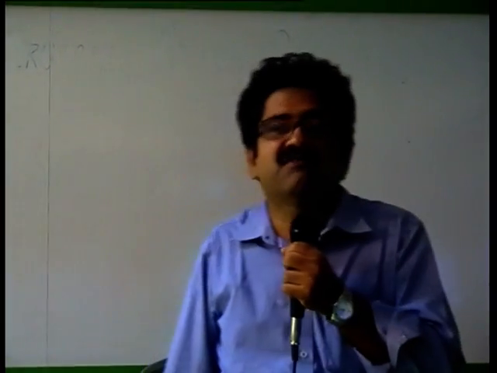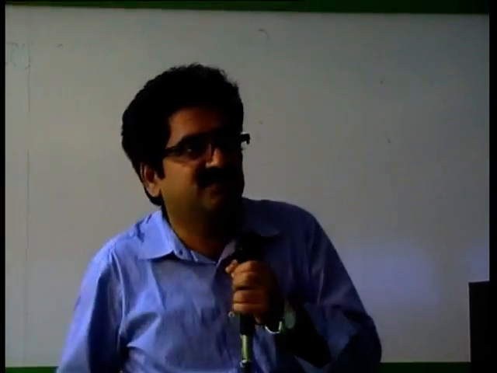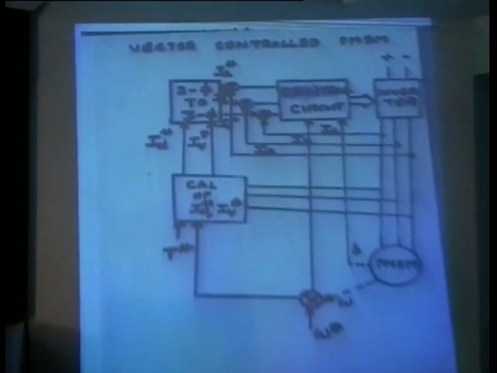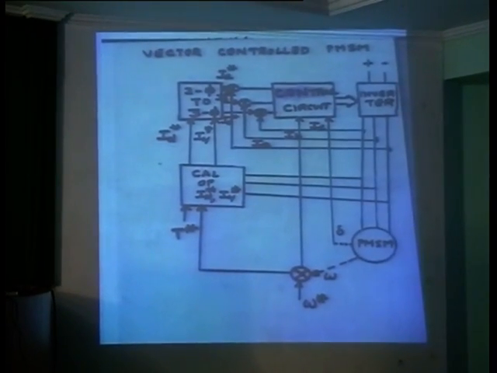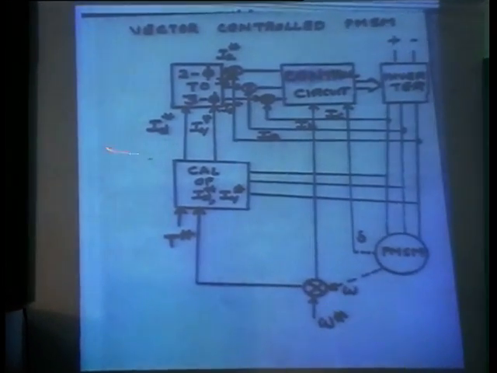So the most complicated drive is the vector control drive, and it gives you characteristics similar to those of a DC motor. I don't want to use a DC motor because it is costly. I want to use an induction motor because it is cheaper. But the induction motor should behave on par with a DC motor. Therefore I should go for vector control.